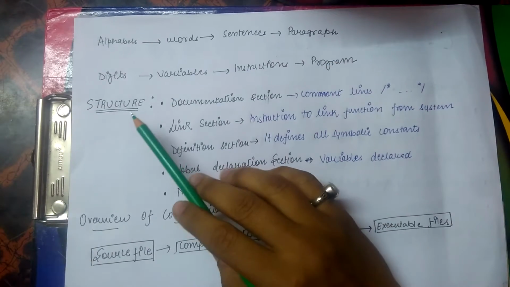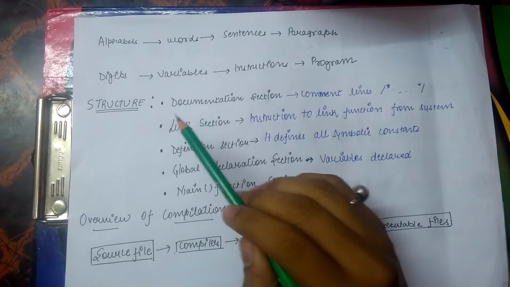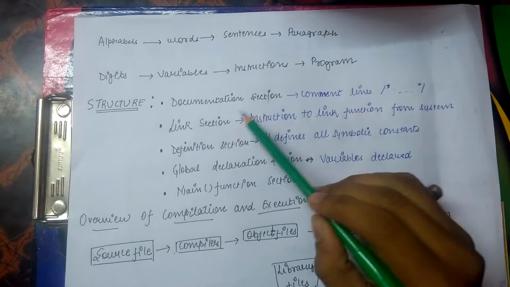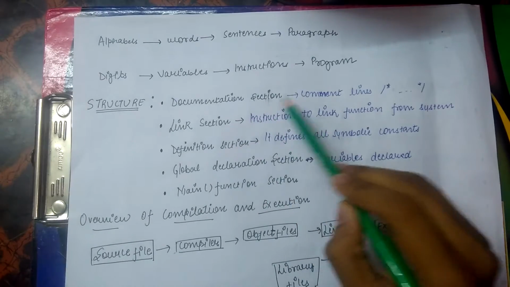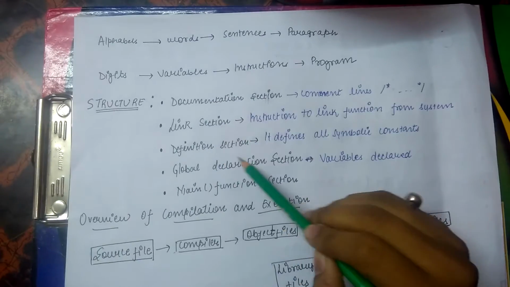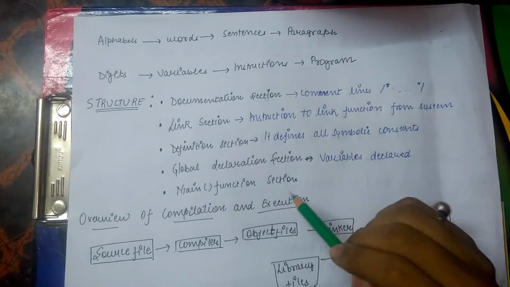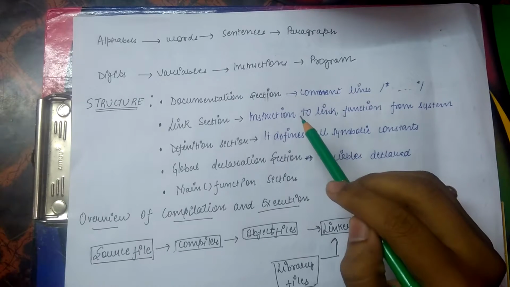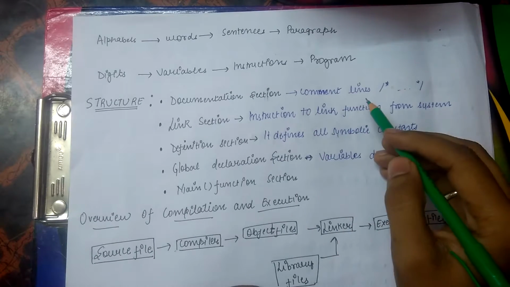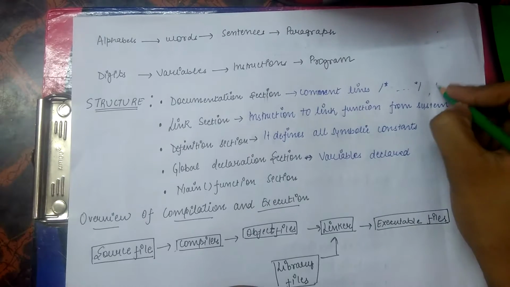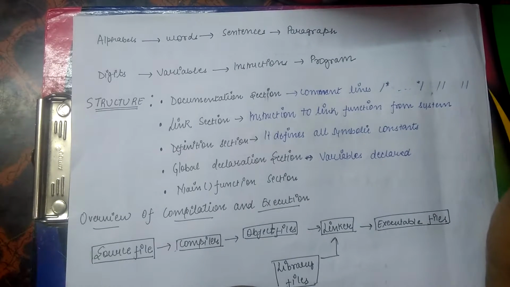Now coming to the structure of the C program, the C program is divided into 5 main sections, that is documentation section, link section, definition section, global declaration section, main function section. Documentation section. In the documentation section we have comment lines. These are written between the slash-asterisk markers.